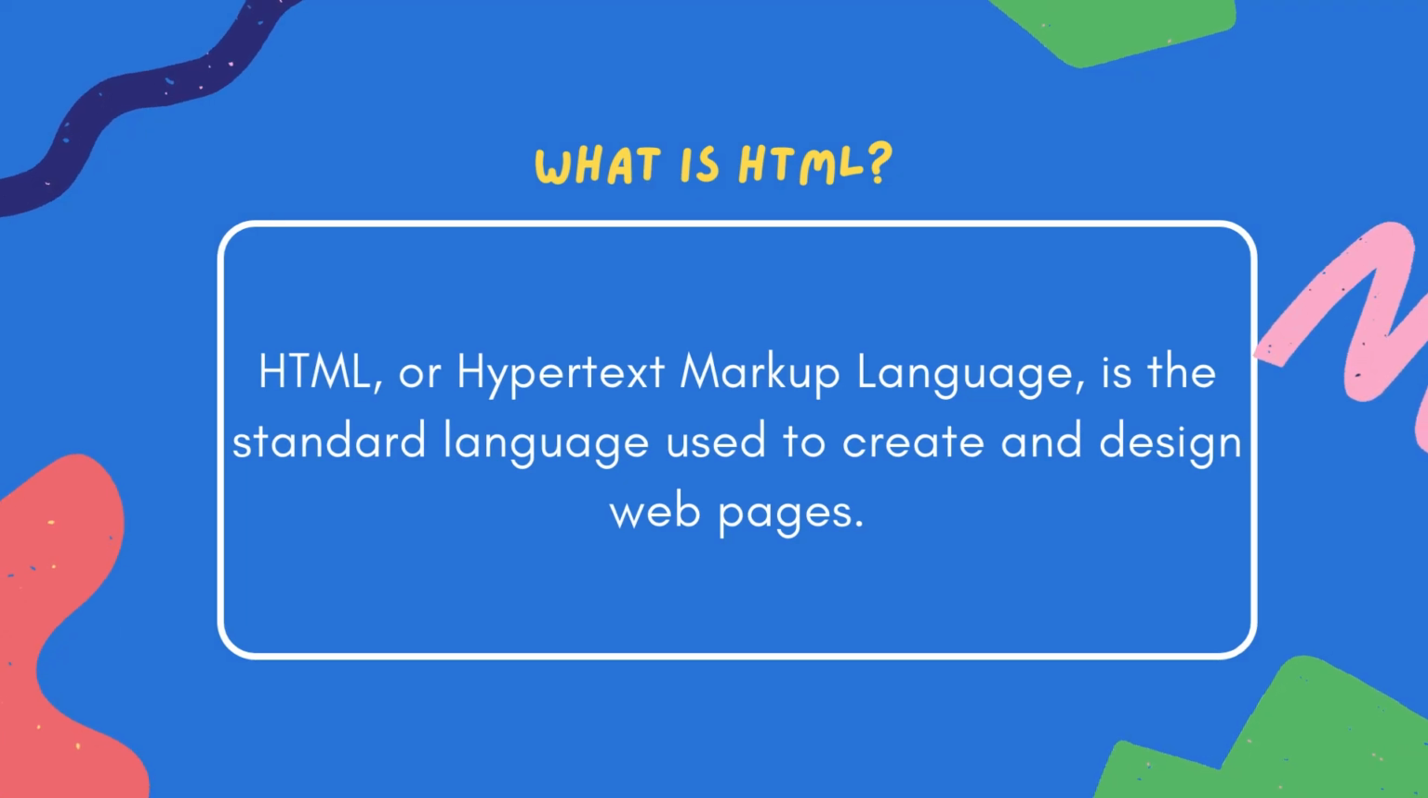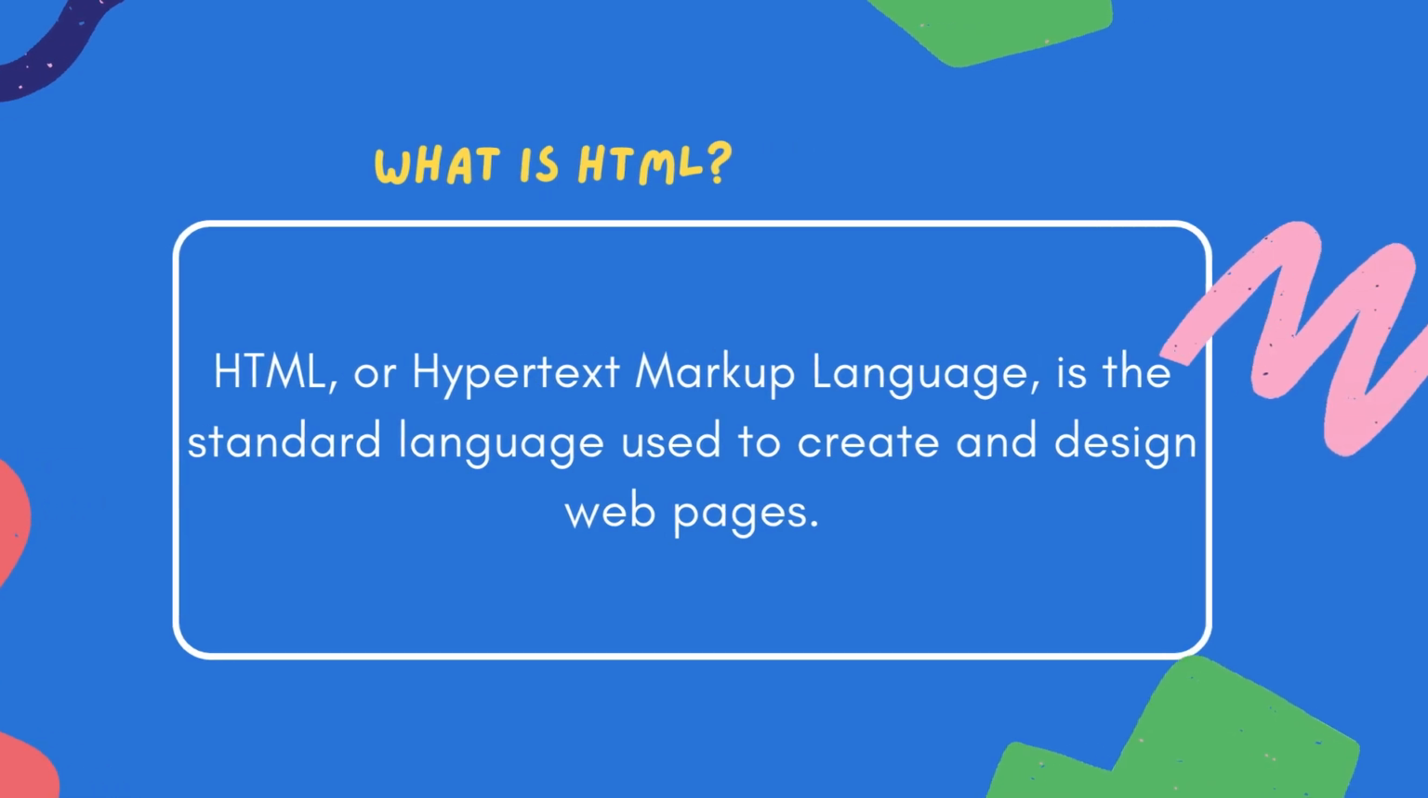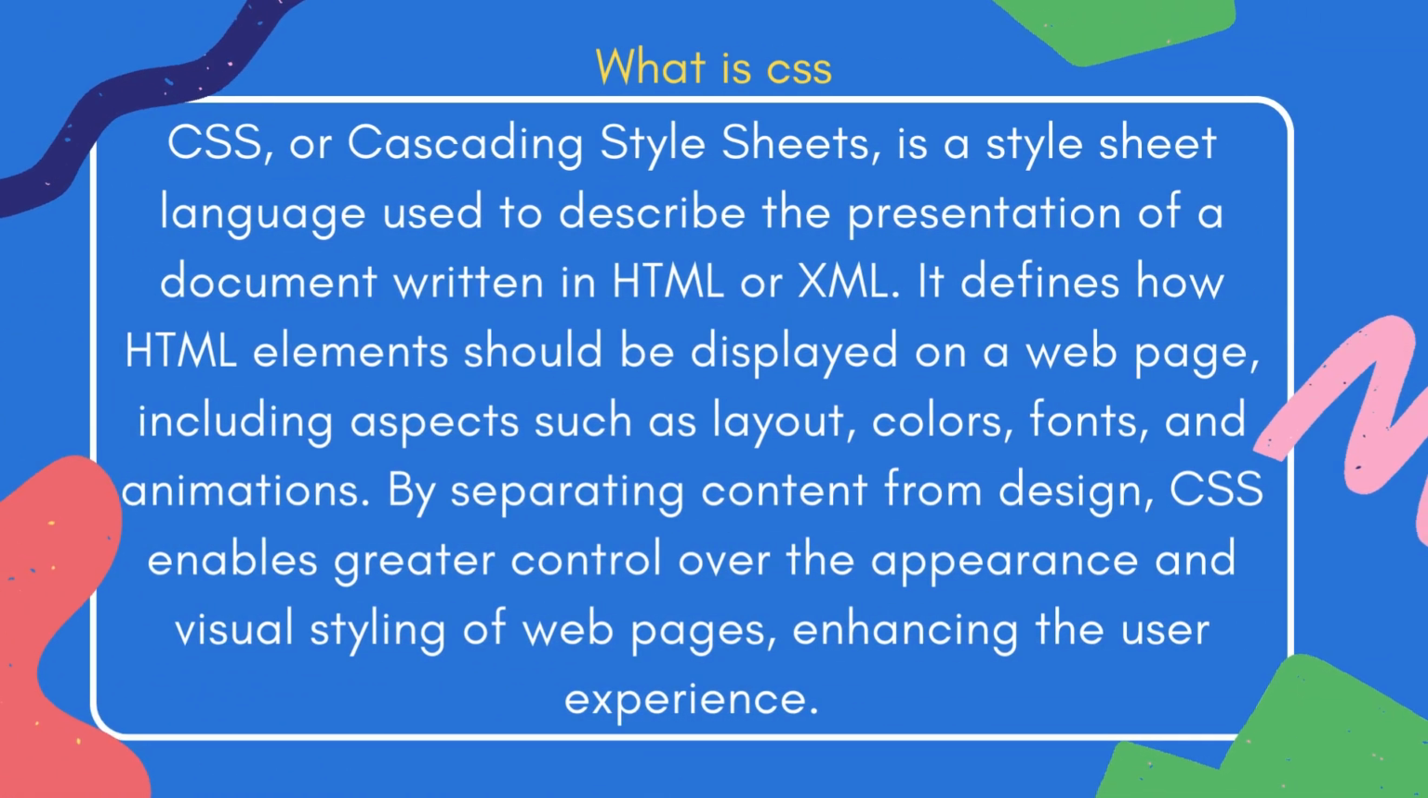What is HTML? HTML, or Hypertext Markup Language, is the standard language used to create and design web pages. What is CSS? CSS, or Cascading Style Sheets, is a style sheet language used to describe the presentation of a document written in HTML or XML. It defines how HTML elements should be displayed on a web page, including aspects such as layout, colors, fonts, and animations. By separating content from design, CSS enables greater control over the appearance and visual styling of web pages, enhancing the user experience.